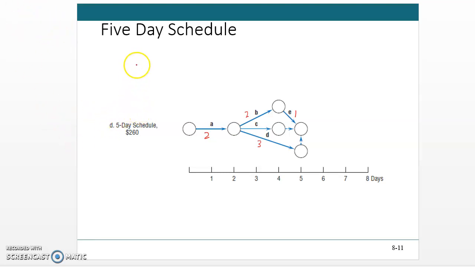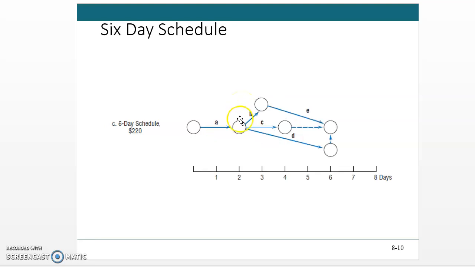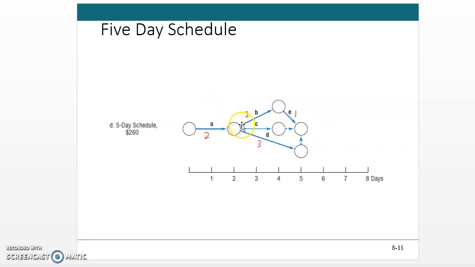Okay, so we were talking about the 5-day schedule when the last video finished. In this case, the 5-day schedule is obtained by not changing the duration of activity B from originally 2 days to 1 day. In the 6-day case, the duration of activity B was reduced to 1 day, but in this 5-day case, activity B was kept at 2 days, and then E was reduced from 3 to 1 day. So in this case, a 5-day schedule can be obtained.